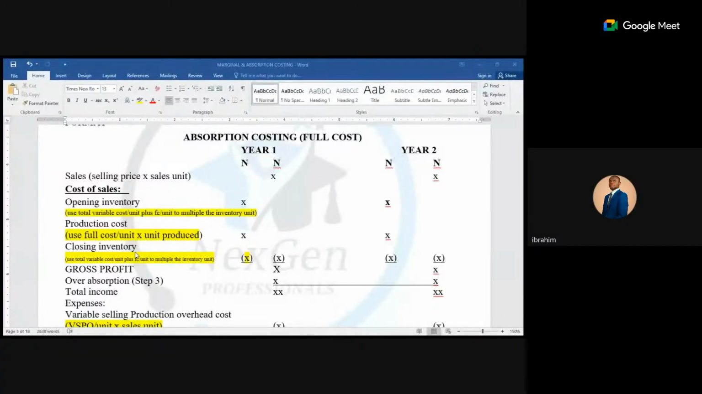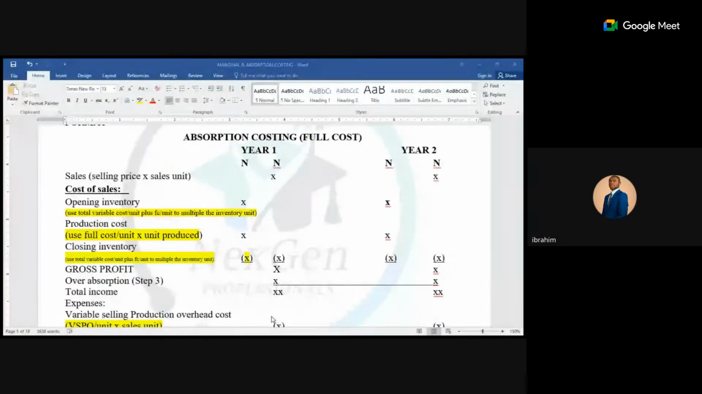Full cost, your variable cost per unit. That variable cost per unit excludes variable selling, because variable selling is for sales. Class, the full cost is the variable cost per unit plus the fixed cost per unit. The fixed cost per unit is the OAR. Then multiply by the what? By the inventory. When you multiply, you will have the value of closing inventory.